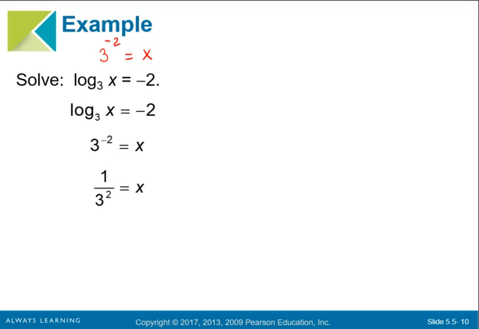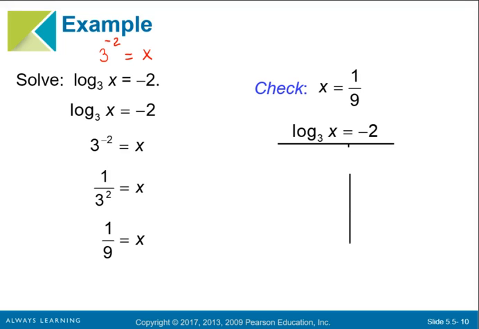So we're going to wind up with a 1 over 3 squared, right? So this becomes 1/9, right? That negative 2 is an exponent. Remember, that means we take it to the other side of the fraction. So that becomes 1 over 3 squared. Now, of course, we're going to want to check that, plug in that 1/9. Does that work? The answer is yes, it does. So we're happy because it's true.